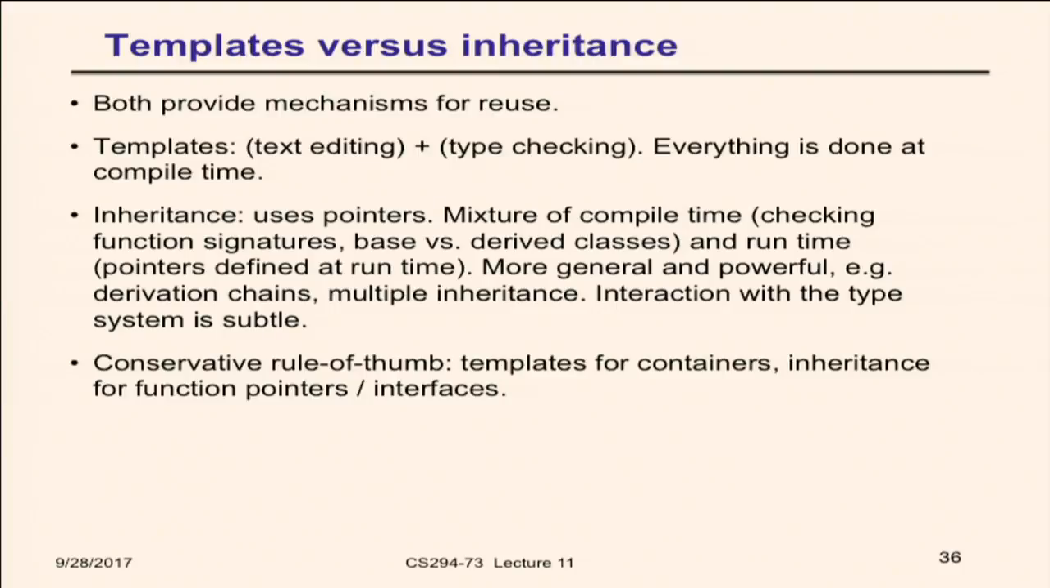You can also have multiple inheritance. You can have a class that actually has two interfaces from base classes. Now, when you do all these things, the interaction with the type system is subtle. So the conservative rule of thumb right now is that we use templates for containers and inheritance for function pointers and interfaces.